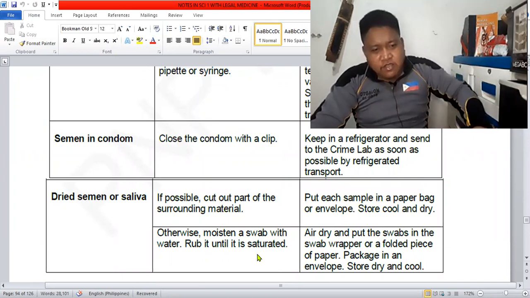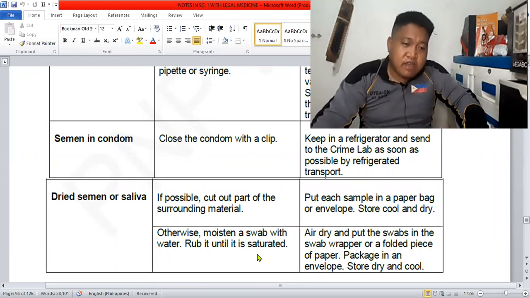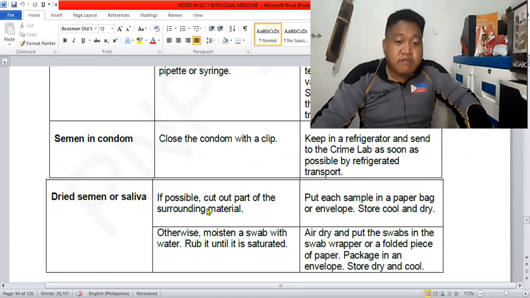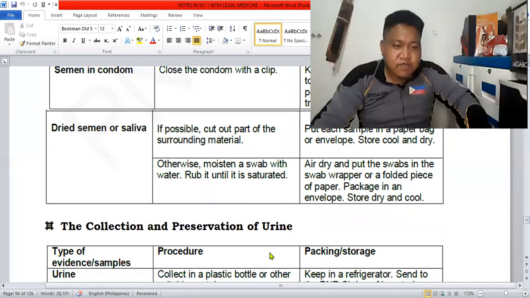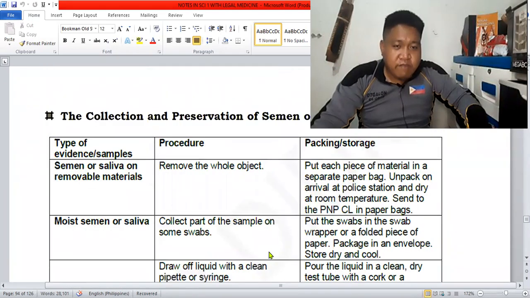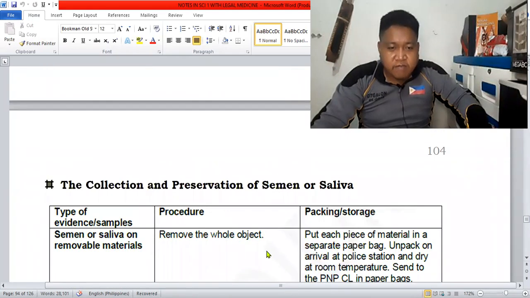Next, dried semen or saliva. Yan, natadry din ang semen. Okay, pag hindi nyo pa alam. If possible, cut out part of the surrounding material. Otherwise, moisten swab with water, rub it until it is saturated. Put its sample in paper bag pag na-cut out. Pag moisten naman, air dry and put the swabs in a swab wrapper or folded piece of paper. Okay? That is for semen or saliva.